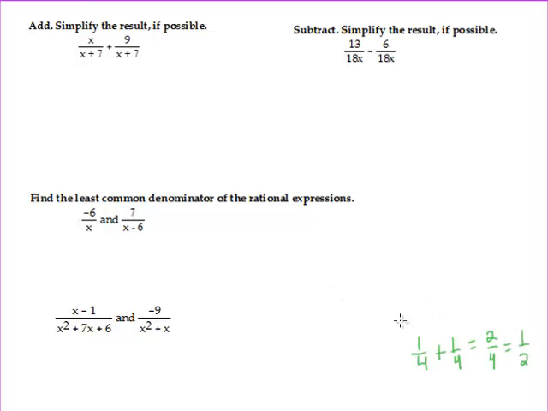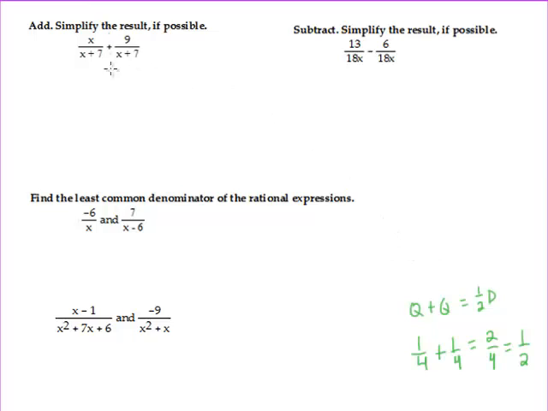And if you don't believe that, or you feel like you don't understand that, a fourth of $1 is a quarter. So we're saying a quarter plus a quarter is half of $1. Okay, so that's how that works.